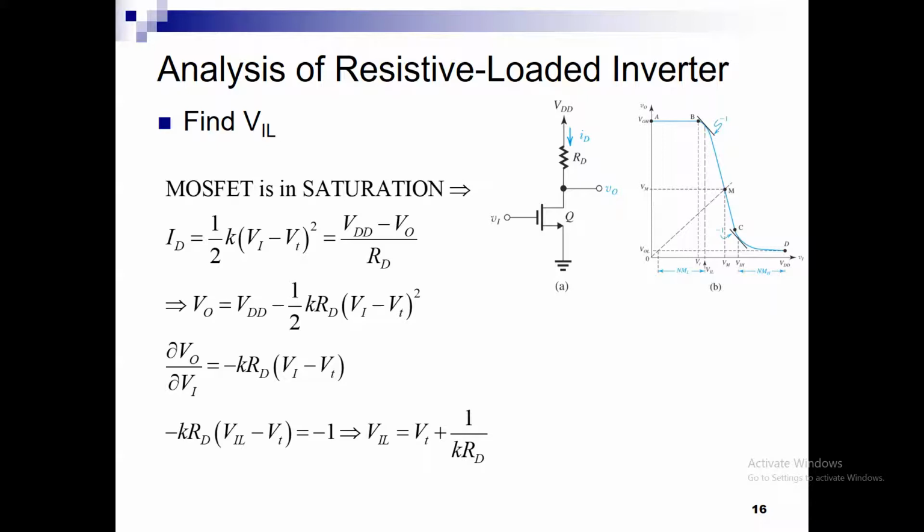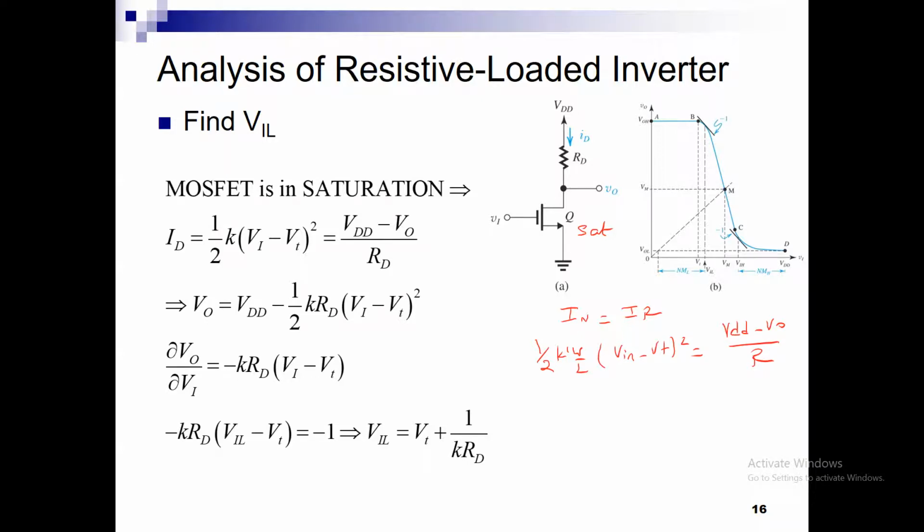Because this device is in saturation, and I want to set ID equal to IR. So I'm going to say half K prime W by L times Vn minus Vt all squared. This is going to be equal to VDD minus VO over R. So I have one equation, two unknowns, and I cannot solve for it.